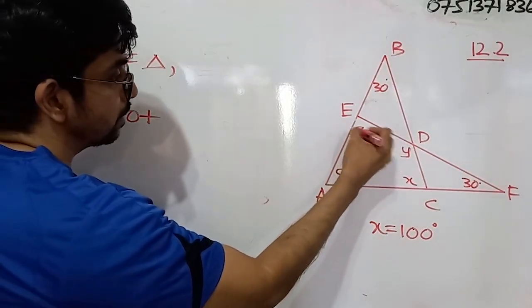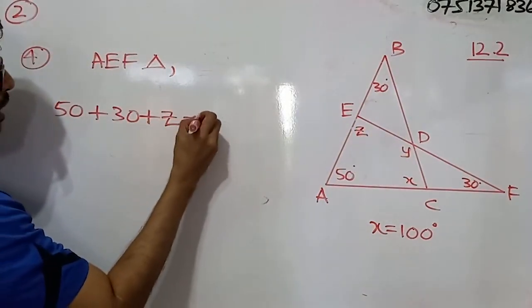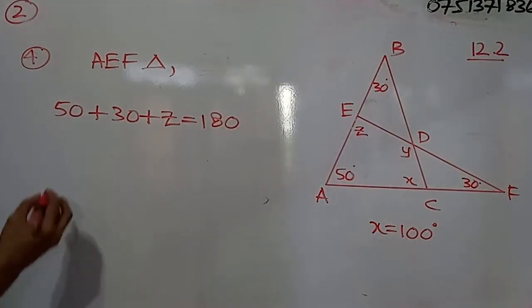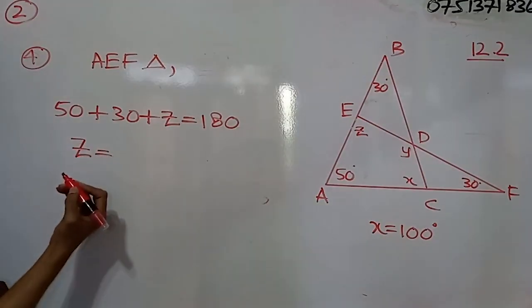We will rename it as Z. Z is equal to what? 180. What is the reason? Sum of internal angles of a triangle. So Z is equal to what?